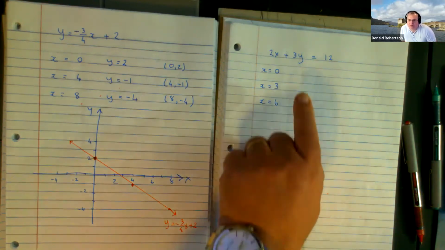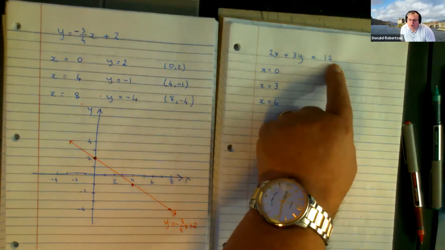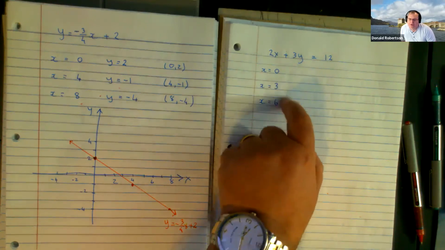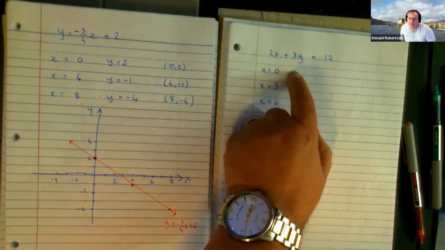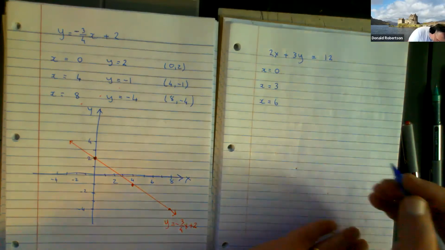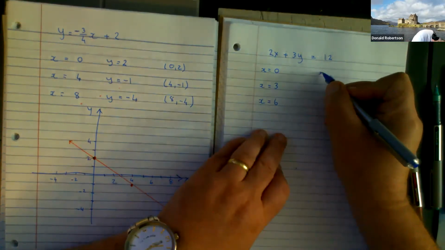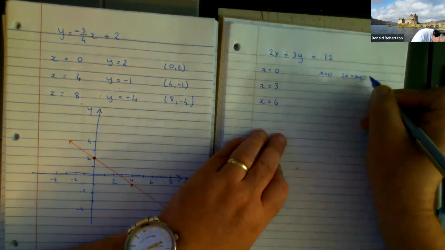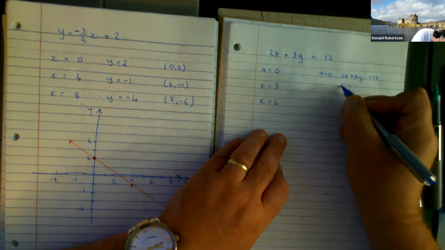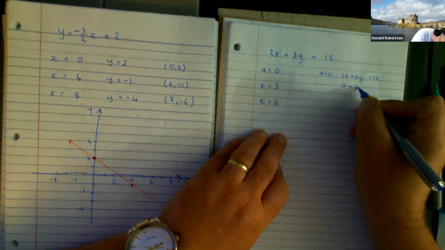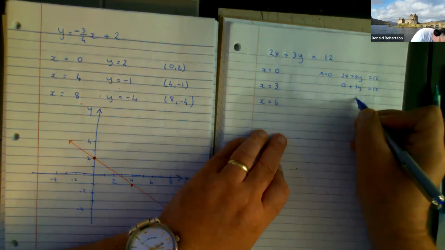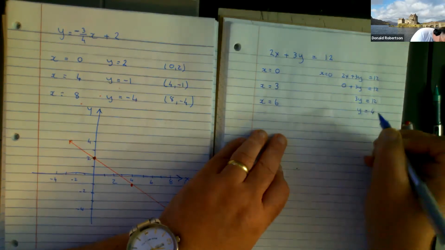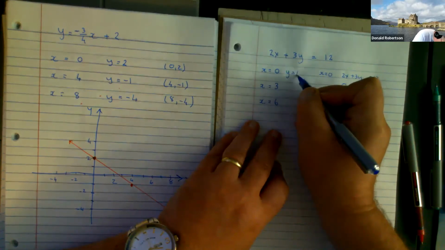When you look at these two guys and you look at this one, it looks to me like as long as I make these multiples of 3, I'm likely to get good answers. So let's see how that works. If you take x equals 0, the equation 2x plus 3y equals 12 becomes 2 lots of 0, which is 0, plus 3y equals 12. Then 3y should be 12, and dividing both sides by 3, you get 4, and so we have our first pair, 0, 4.